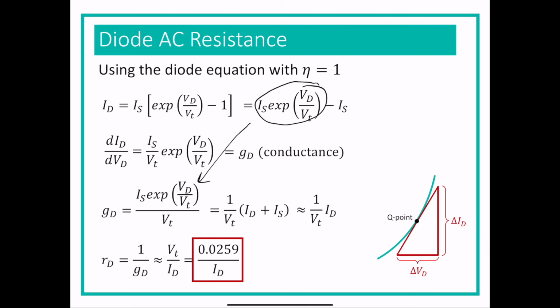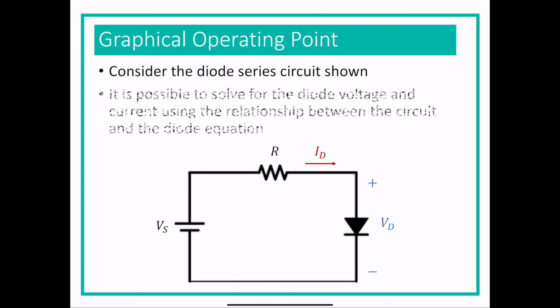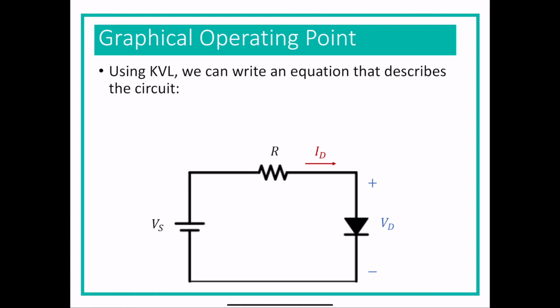The last thing we're going to talk about is how to determine what the operating point is graphically. So we're going to look at a series circuit. We don't talk about circuits much in here, just a little bit. And we can solve for the diode voltage and current if we use the relationship between the circuit and the diode equation. And if you haven't had circuits yet, we're going to talk about Kirchhoff's voltage law for a second. And most of you have at least heard of that. But basically, it just means that the voltages going around the circuit all have to add up to 0.